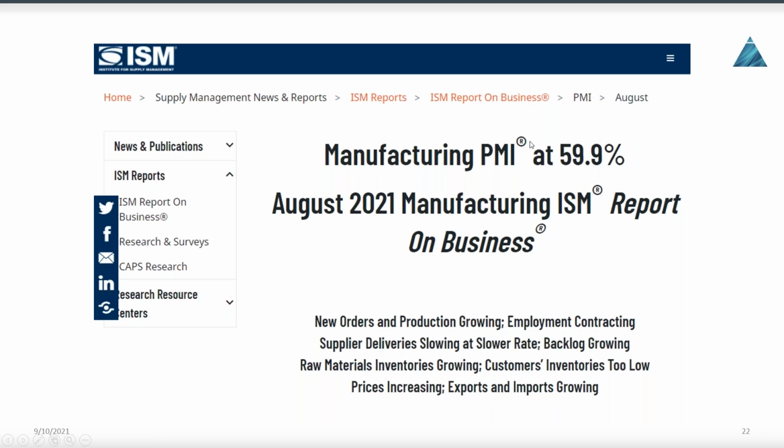That means that even with higher production, demand has actually increased at an even faster rate, and so that leads to a greater backlog. Raw materials inventories are growing, which is a good thing for production. But customer inventories are still too low. So that's what we're seeing here from the ISM.